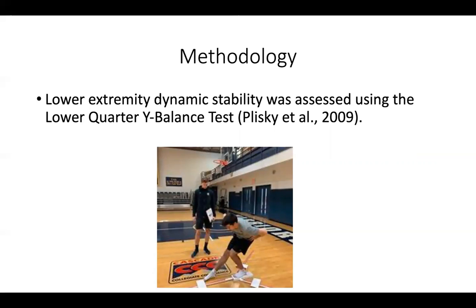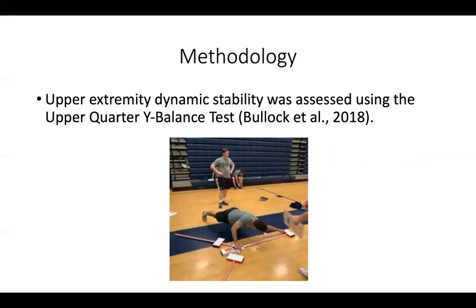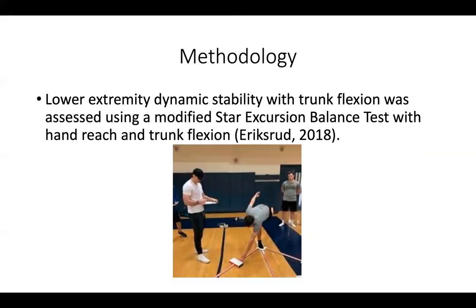The lower extremity dynamic stability was assessed by using the lower quarter Y balance test. To find the upper extremity dynamic stability, we assessed by using the upper quarter Y balance test. And to assess lower extremity dynamic stability with trunk flexion, we assessed by using the modified star excursion balance test with hand reach and trunk flexion, which we called in our research the hand reach star excursion balance test.